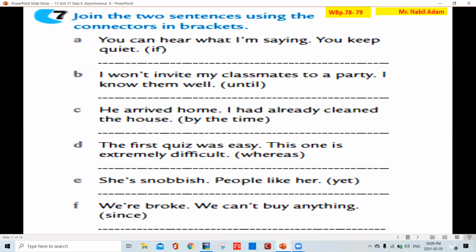Now, next exercise here, number 7. Join the two sentences using the connectors in brackets. In each question, A, B, C, D, E, F, you have two sentences. It tells you to join the two sentences using the connector inside the brackets. You have here F, join the two sentences using if. Until, join the two sentences using until. By the time, and the word whereas and the word yet.